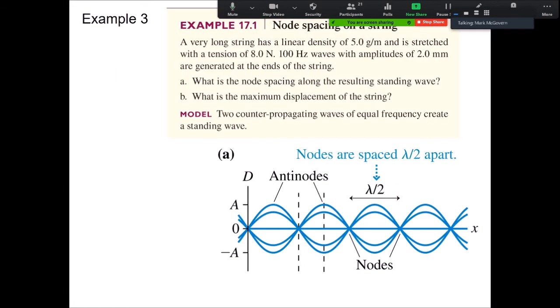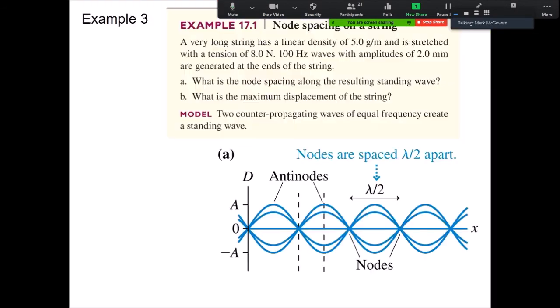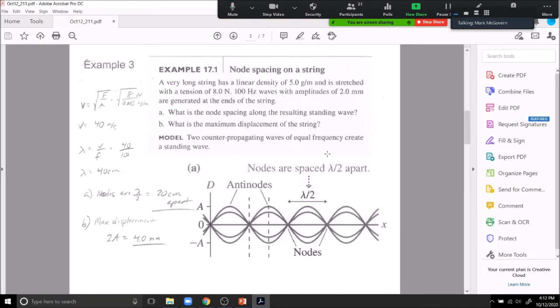Okay, so let's combine all these ideas that we have now together here. Now, what are we doing on time? Okay, so what I'm going to do is go through these 2 examples, and we'll take our break because we're about an hour from now. All right, a very long string has a linear density of 5 grams per meter. Let's just jump right to my example, though. Here it is, right here.